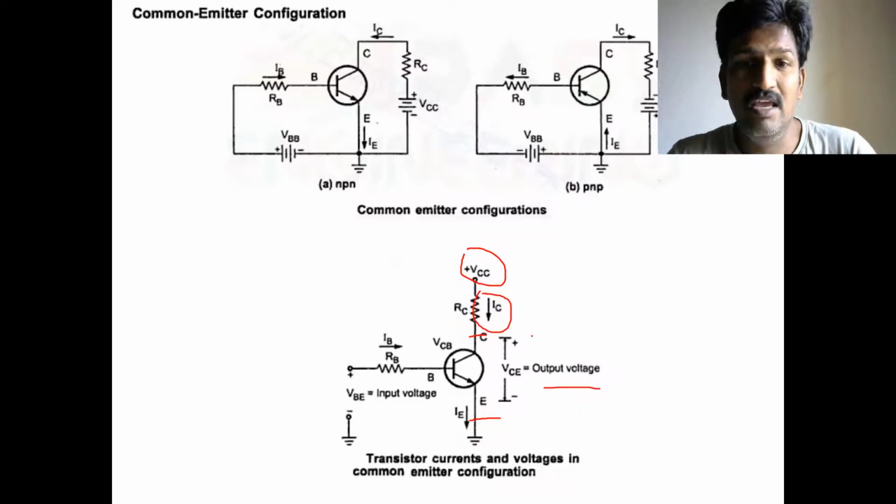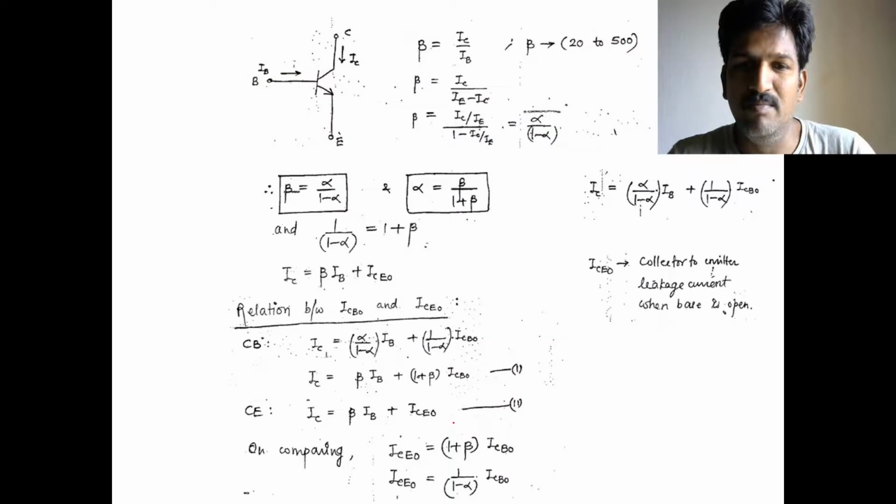But VCC is not equal to VCE. If there is an IC, VC is not equal to VCC. Sometimes there is no IC, and then VC is equal to VCC itself. These two conditions you should remember. VCB is the collector to base voltage, meaning collector is positive, base is negative. VBE is the base to emitter voltage, where base is positive and emitter is negative.